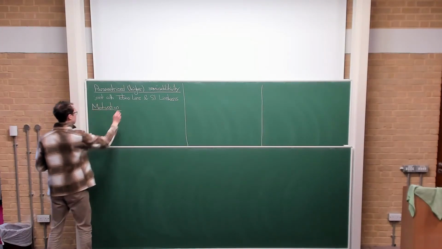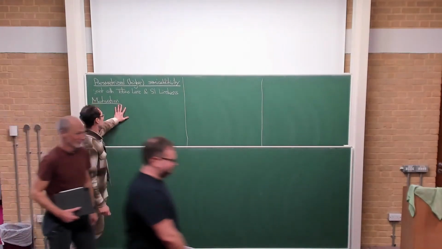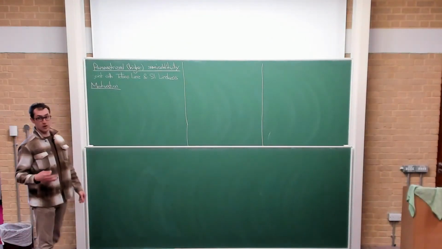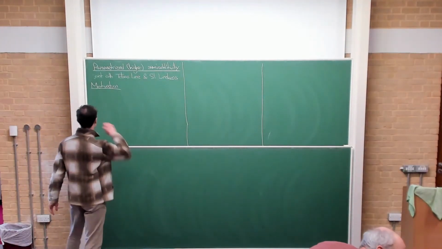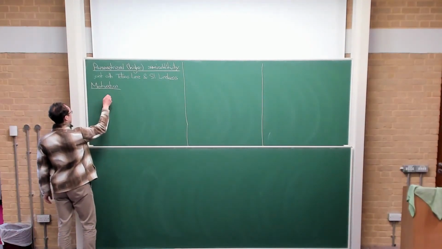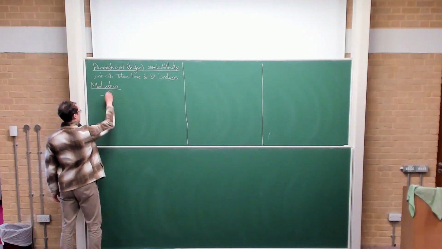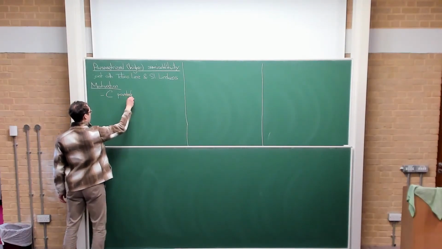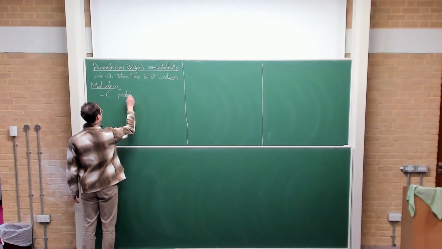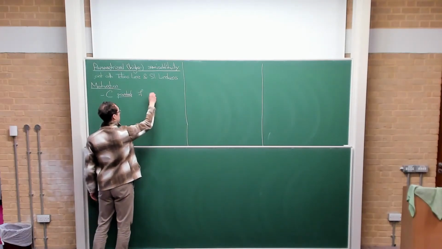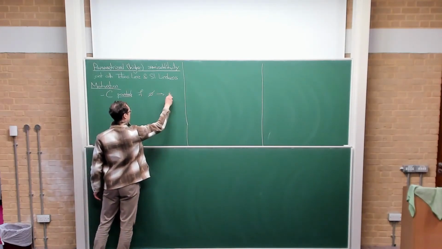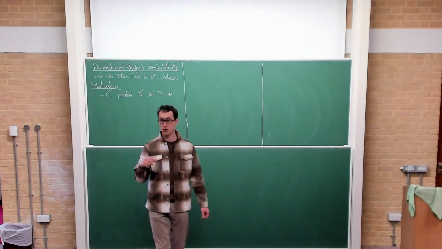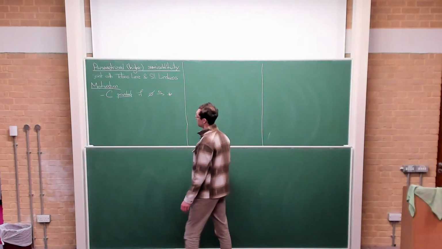So first recall what it means to be semi-additive in the ordinary sense. I'm going to work with infinity categories. So let C be an infinity category. Recall that C is called pointed if it admits an initial object and a terminal object, and the canonical map from the initial object to the terminal object is an equivalence.